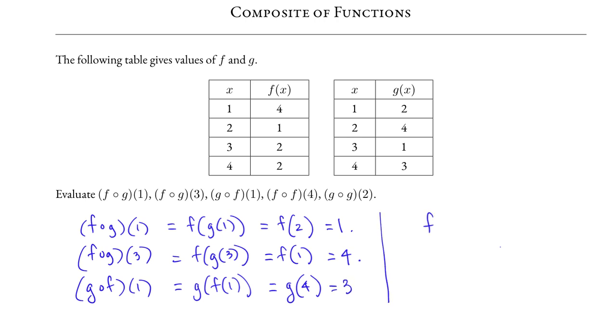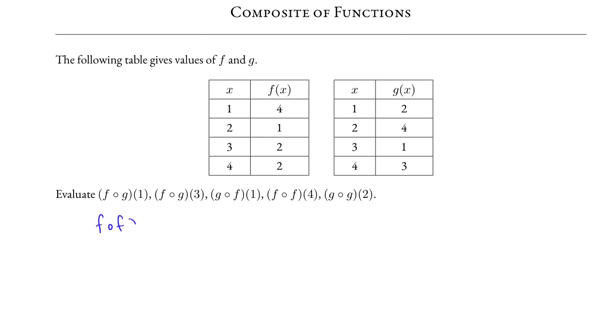Observe that f(g(1)) is not the same as g(f(1)). f(g(1)) is 1, but g(f(1)) is 3. So the two values are not the same. This shows that the order of the composition of functions matters.